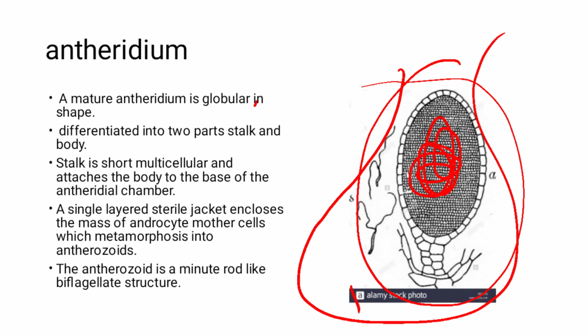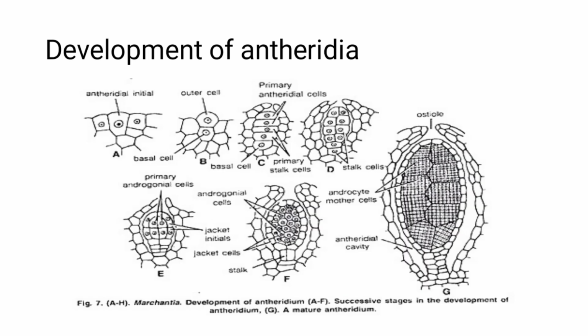Okay, now how is the antheridia developed? Antheridia are developed from the antheridial mother cell by the process called metamorphosis. Okay, so now if you're clear with that, we'll continue. How do the antheridia develop? You know the structure now. Antheridia develop in a stepwise manner.